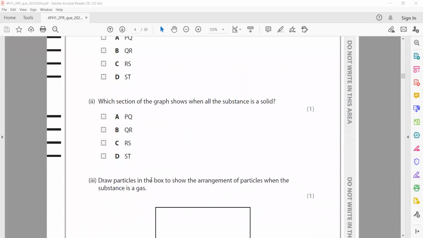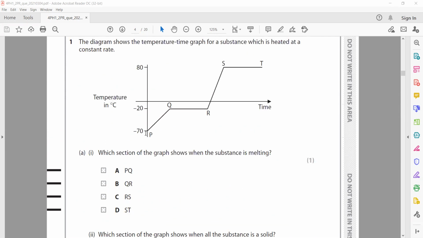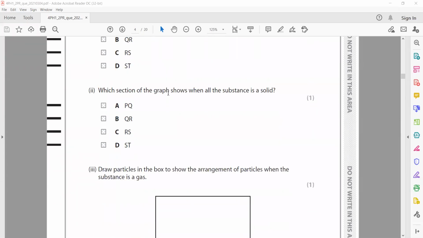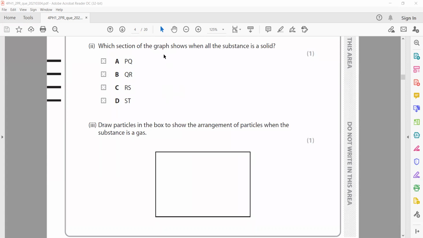Which section of the graph shows when all the substance is solid? From P to Q, the substance is solid. Draw particles in a box to show the arrangement of particles when the substance is a gas. The particles are free to move, with weak intermolecular forces, and far away from each other.